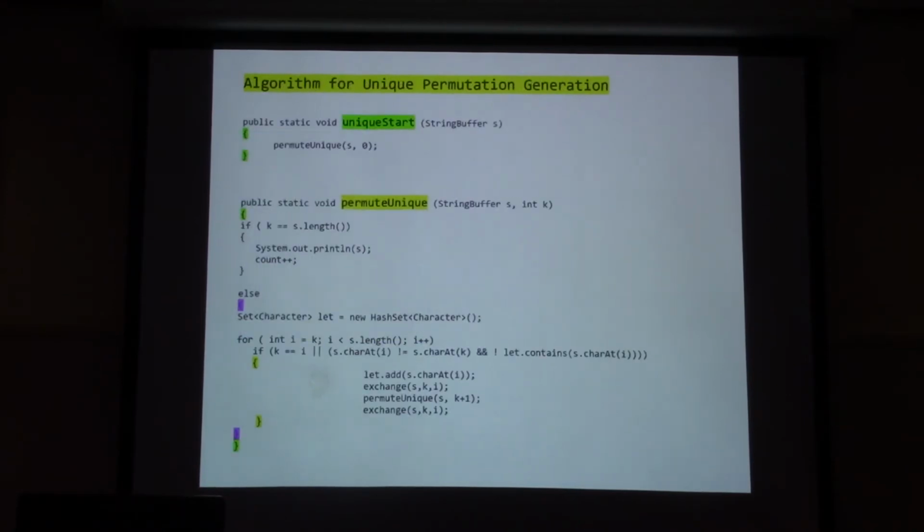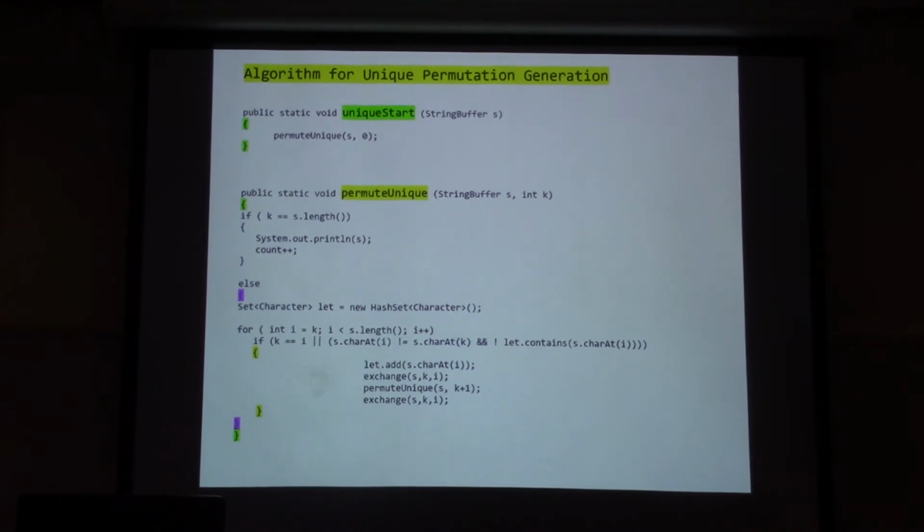And then I'm going to give you an algorithm. I'm going to modify my original algorithm to see how we can create the unique permutations only. Notice that it's still very similar. We still get a string, we start with 0, and then instead of permute all, we say permute unique. Same thing here, we output the string when k goes to the end of the string. And then here, we're going to create a set of characters called letters, L-E-T.